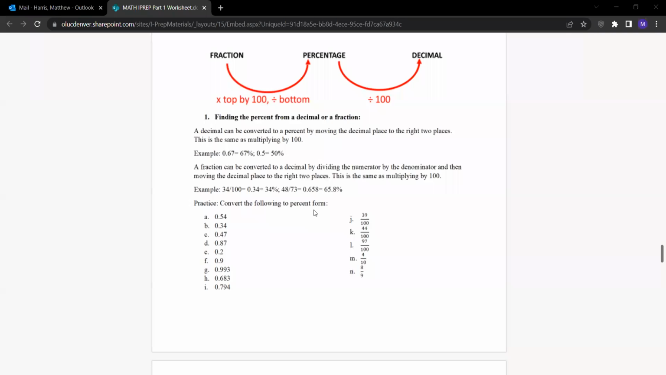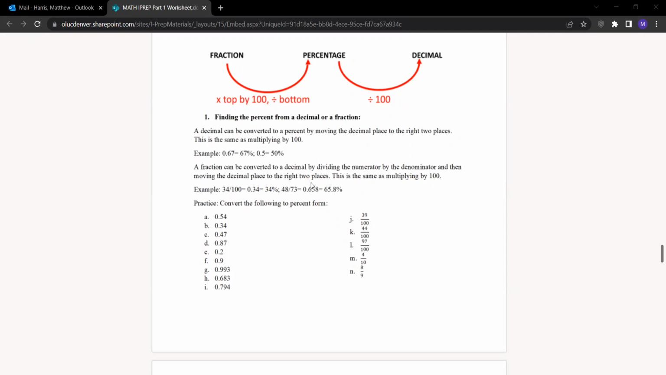So now let's talk about finding the percent from a decimal or a fraction. We went through our conversion rules. They're going to be up here in these paragraphs. You can review them at any point if you need to. But let's go ahead and jump in.